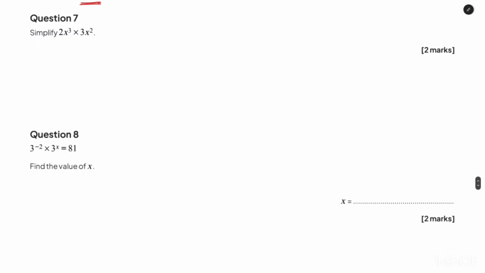See the seventh question now. In the multiplication, first we'll multiply the coefficients. So 2 into 3 is 6, into, now in multiplication with the same bases we add the powers. So x raised to 3 plus 2. So this is 6x raised to 5. This is the answer.